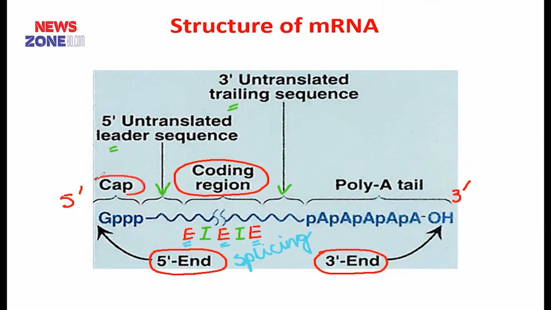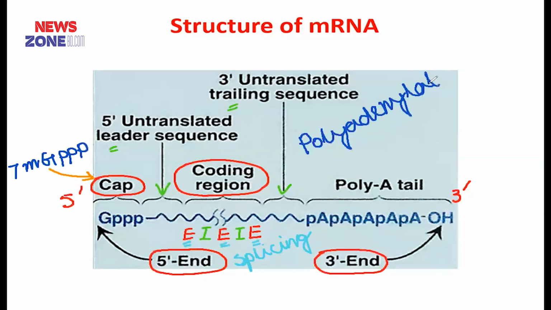Moreover, at the 5' end, there is a cap. This cap is formed by attachment of 7-methylguanosine triphosphate by an unusual 5' to 5' triphosphate linkage. And at the 3' end, there is an addition of 40 to 250 adenine nucleotides known as polyadenylation.